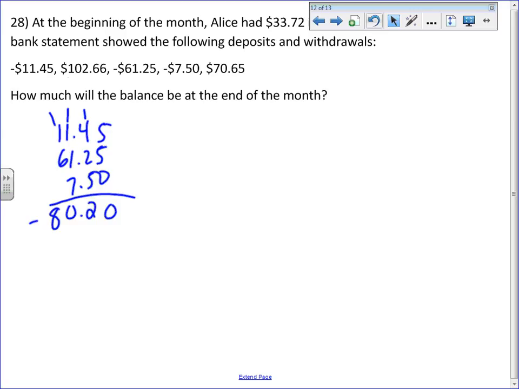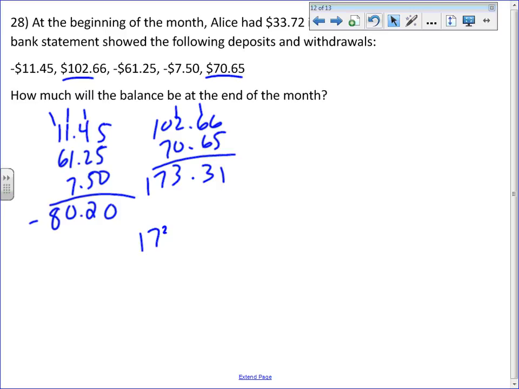Now the 2 positive numbers, 102.66 and 70.65, which give $173.31. Have to subtract those. 173.31 minus 80.20. You get $93.11. So that's how much is going into her account.